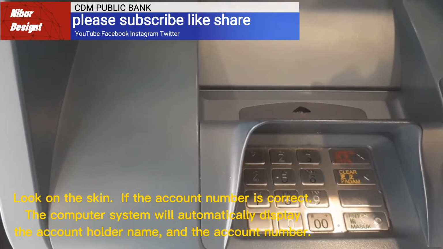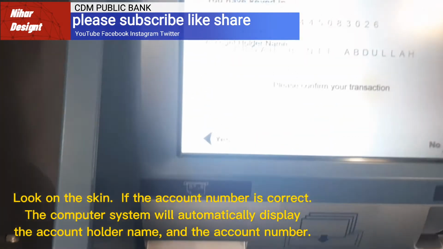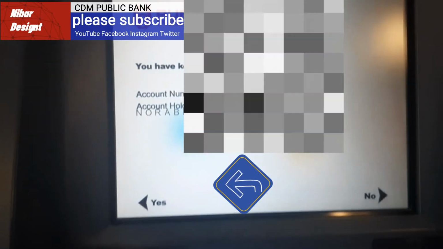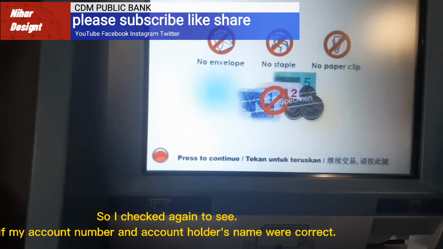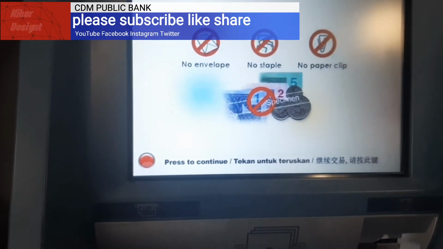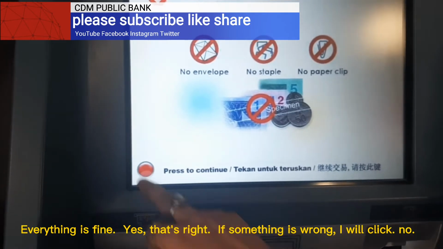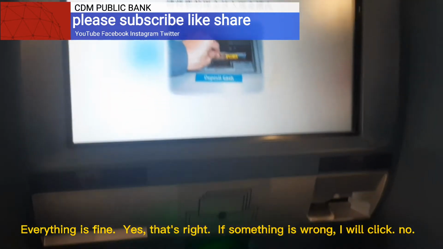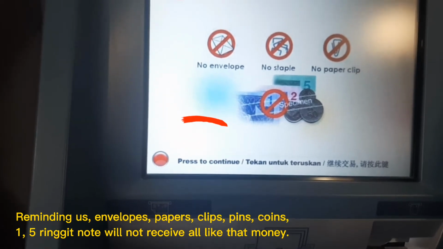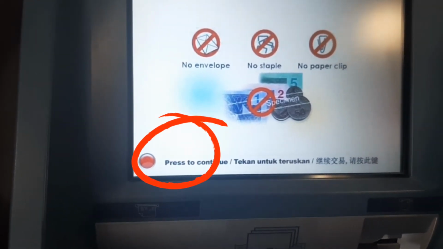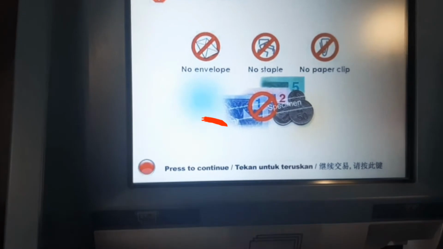Look on the screen. If the account number is correct, the system will automatically display the account holder's name and the account number. So I checked again to see if my account number and account holder's name were correct. Everything is fine. Yes, that's right. If something is wrong, I will click No. It reminds us: no envelopes, papers, clips, pins or coins. 5 ringgit notes will not be accepted.